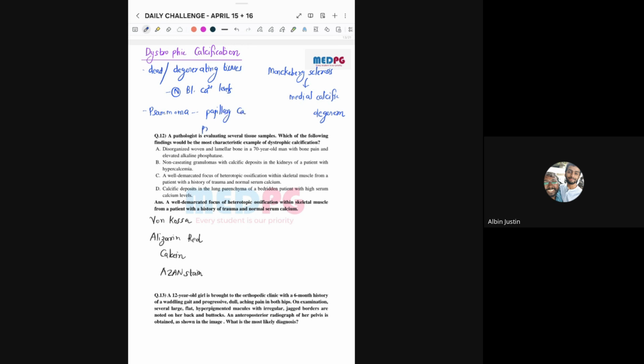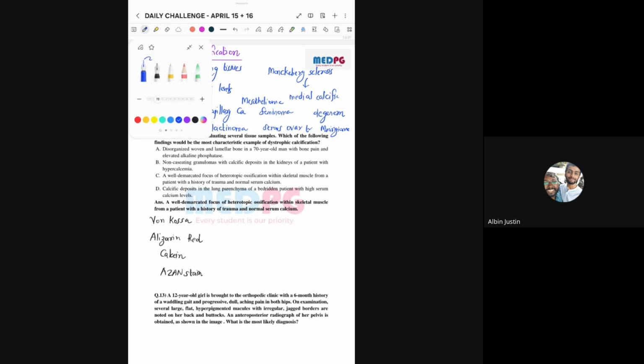Then you will get prolactinoma, then seminoma, serous ovarian tumor, meningioma, mesothelioma, all these conditions. You get a dystrophic calcification with the psammoma bodies. So, disorganized bone and increased ALP.